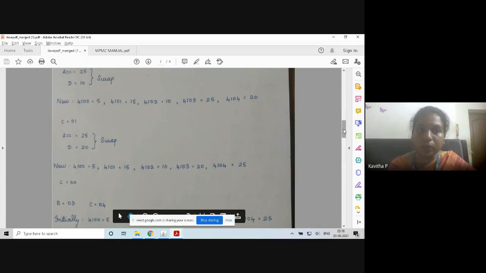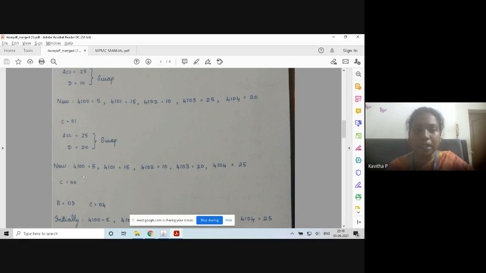Next, we will decrement the C register value further to be equal to 01. On decrementing it once, next we will have to compare the fourth data with the fifth data. So the accumulator is assigned with the value 25 and the D register is assigned with the value 20. Since the accumulator value was greater than the D register value, interchanging or swapping of numbers is required. So the first three data will remain as they are. The fourth and the fifth data will get interchanged compared to the previous step. So 4100 is 5, 4101 is 15, 4102 is 10, 4103 is now 20, and 4104 is now 25. Only these two numbers have been interchanged compared to the previous step.